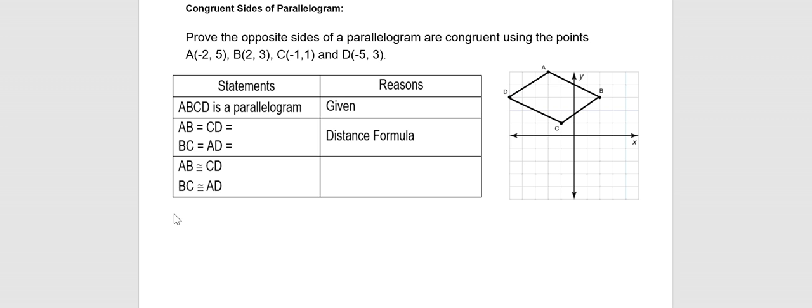And the distance formula is given as d equals the square root of the quantity x2 minus x1 squared plus y2 minus y1 squared.